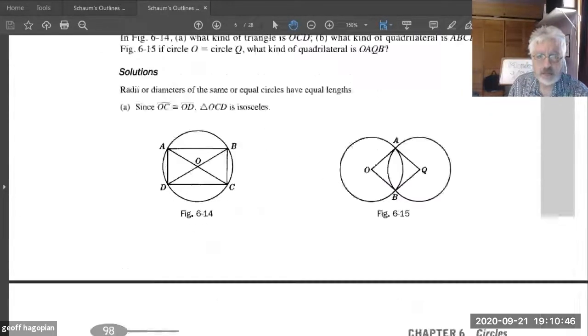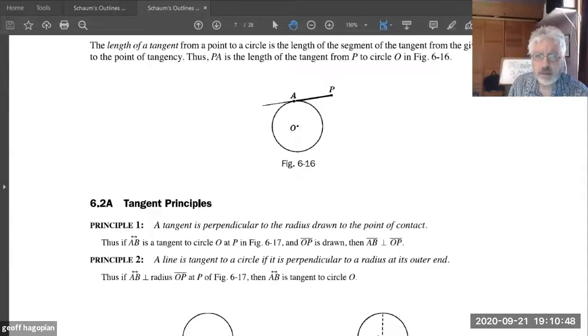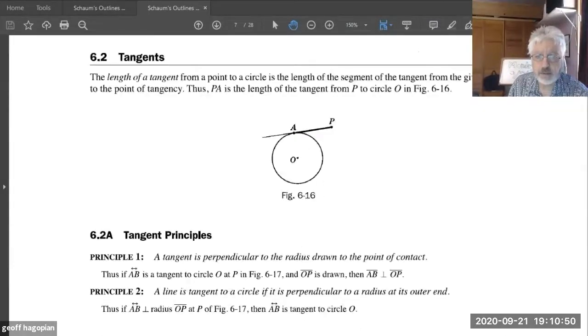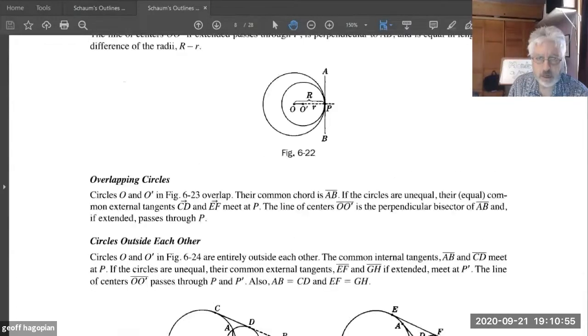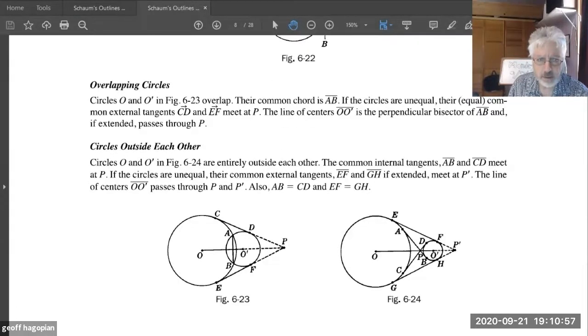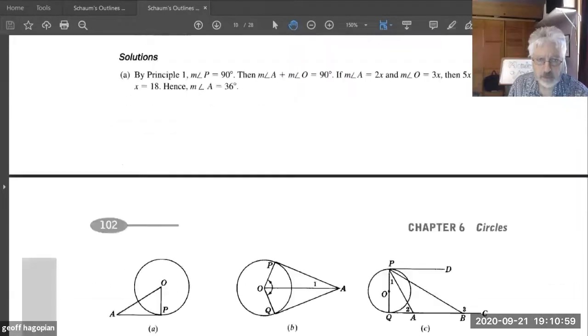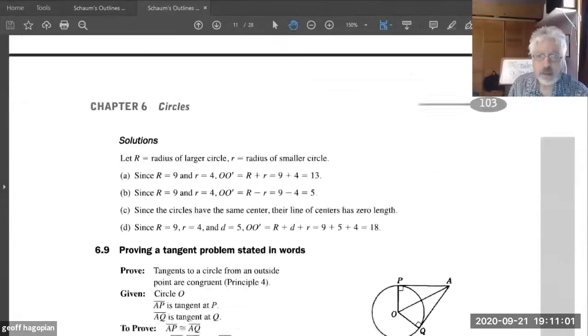Okay, so they have some vocabulary. Then they have tangent principles. There's a bunch of those, and we'll take up the tangent principles tomorrow. Those are sort of important, huh? You can see there's a lot of them too, right? And then what else do we have?